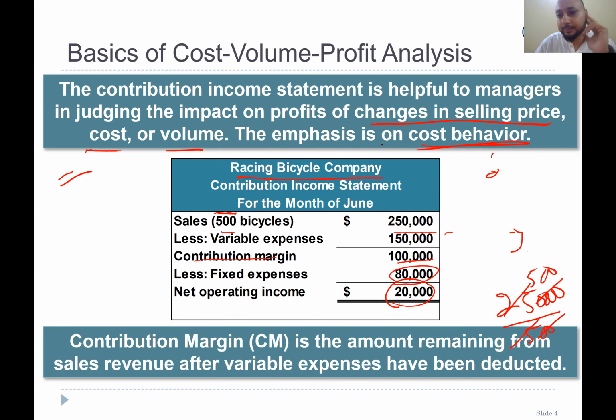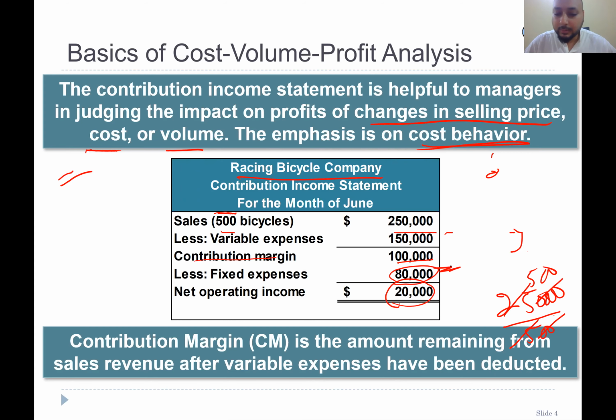But fixed cost per unit decreases when number of output increases. So it means we can rely on fixed cost in total basis like 80,000, but we cannot rely on fixed cost when it is divided by number of units. So we cannot rely on fixed cost per unit because its behavior is not the same. But we can rely on variable cost per unit because per unit variable cost remains the same. Right? That's what we learned in our classification of the cost, chapter 2, under classification by behavior.